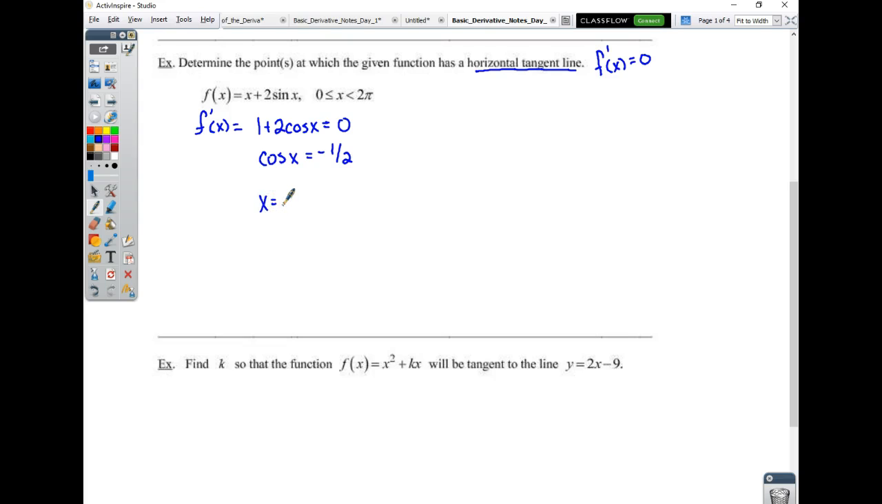So, cosine of x is negative 1/2. So I know it has to be a pi-thirds, right? I want it on the left side of the y-axis. So I need to have something slightly larger than pi-halves, which will be 2 pi-thirds. Where's the other one? So where would 5 pi-thirds put us? 5 pi-thirds is a little bit larger than 3 pi-halves, which would put us over here. So we want 4 pi-thirds.